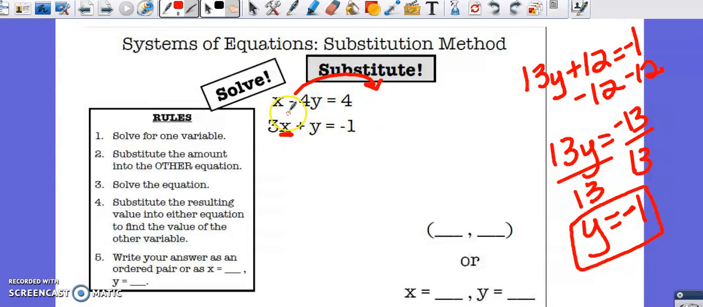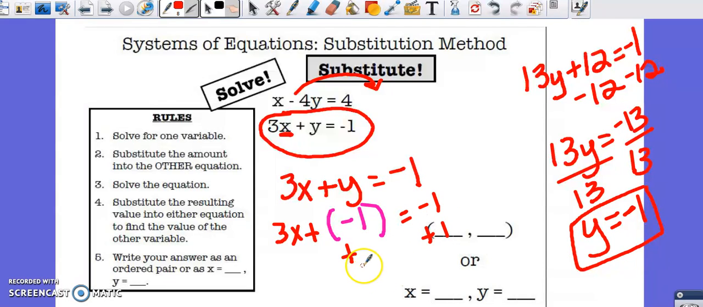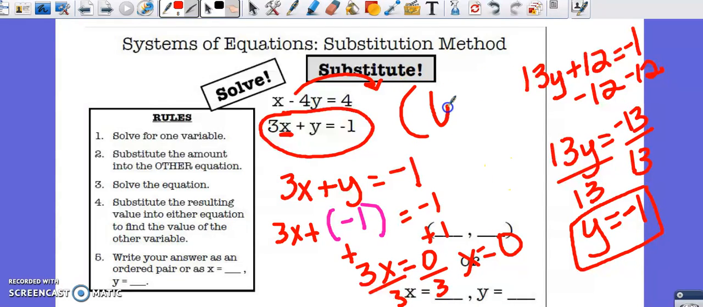I'm just going to plug it into the second one, and I will have 3x plus y equals negative 1. Now, what is y? Y is negative 1. So now I can go ahead and add 1 to both sides. 3x equals 0, and x is 0. So now I know my coordinates. My coordinates are 0 for x and negative 1 for y.